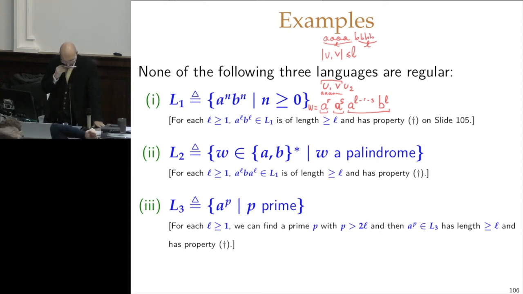But let's see how the argument would go for this particular language, which is the language of strings made only of a's, where the number of a's in the valid strings is a prime number. So this is a language over the alphabet of simply one symbol a, and so sigma star is all the strings of only a's, including the empty string, and the subset L3 is only those where the number of a's is a prime number. So the empty string is not in this set, a single a is not in this set, but two a's is in this set, three a's is in this set, five a's is in this set, and so on.